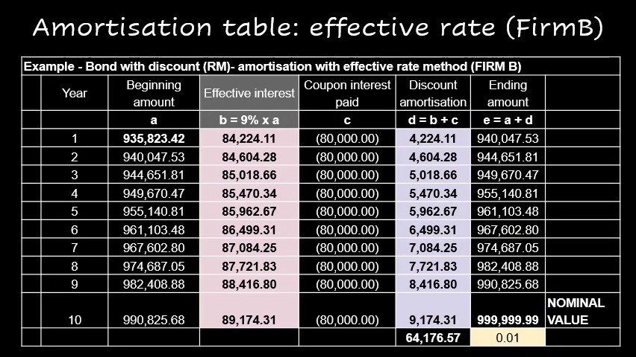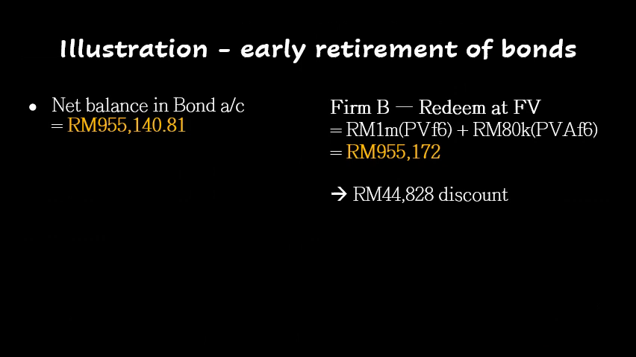If we refer to the amortization cost table for Firm B, at the end of year 4 or period 4, the carrying amount of the bond is 995,140 ringgit and 81 cent. The carrying amount is actually lower than the amount that we need to pay the bondholders at 955,172 ringgit.